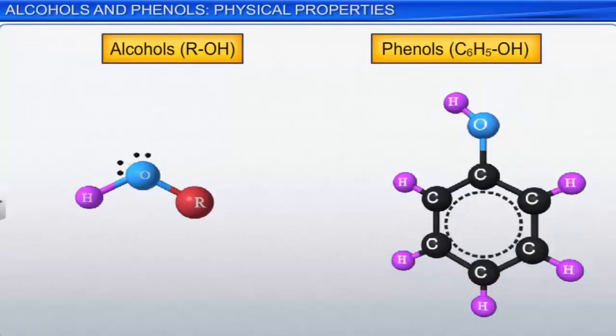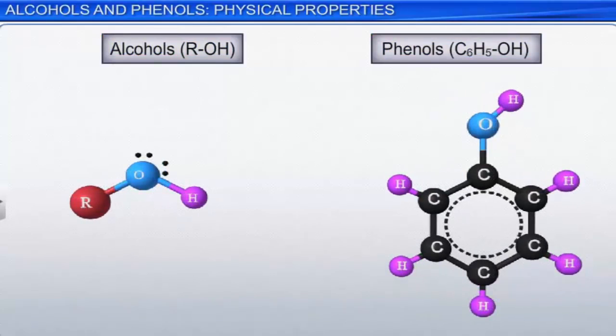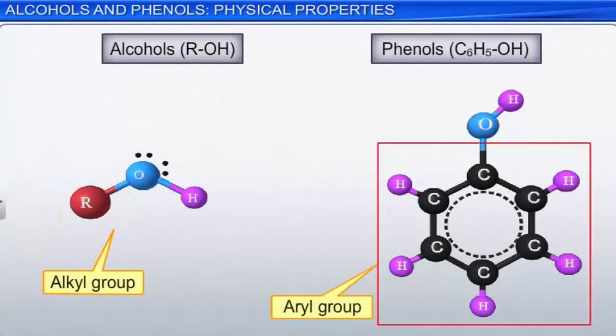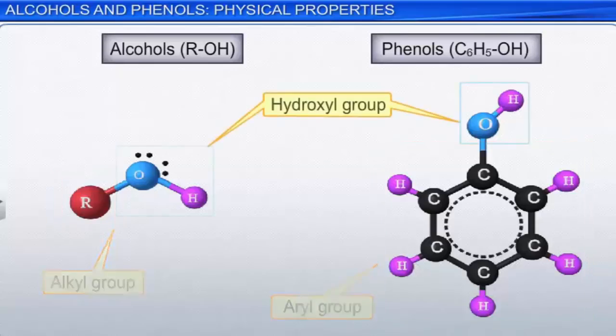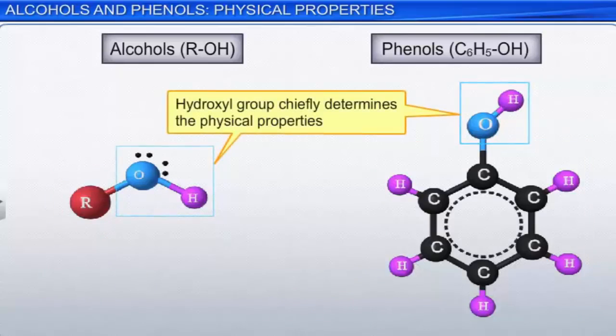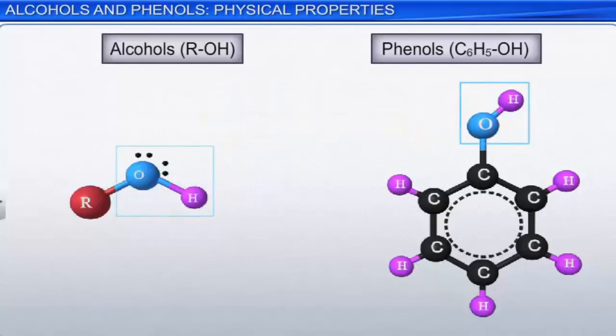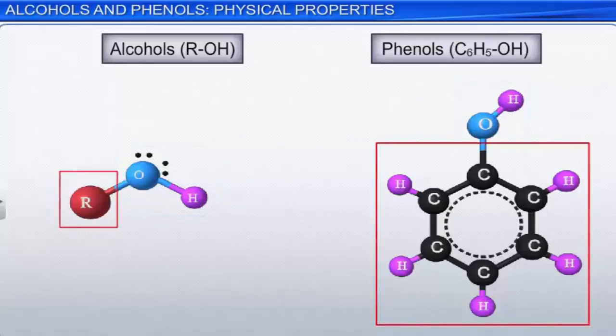Alcohols and phenols consist of two main parts: an alkyl or aryl group and a hydroxyl group. The hydroxyl group chiefly determines the physical properties of the alcohols and phenols. The nature of the alkyl or aryl group does modify these properties to some extent.